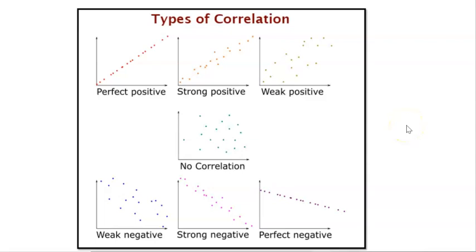Hi, in this lesson we'll take a look at scatter plots. You can see on the screen here we have some different scatter plots, some with positive correlations, some with negative correlations, and in the middle we have a scatter plot with no correlation.